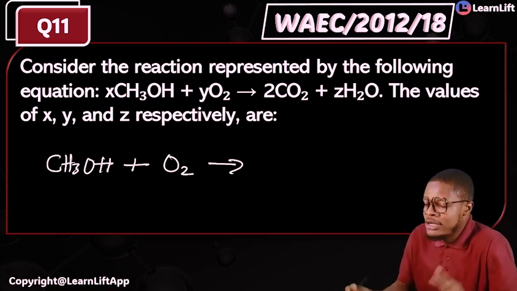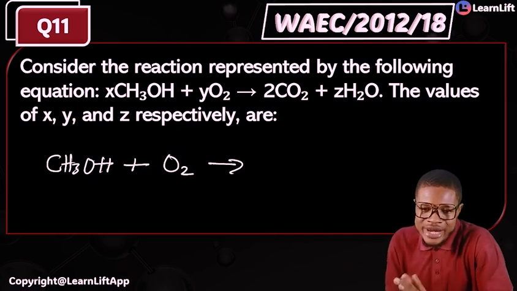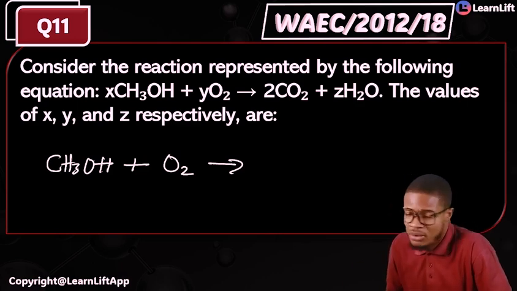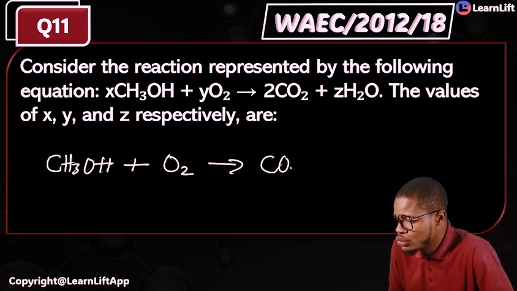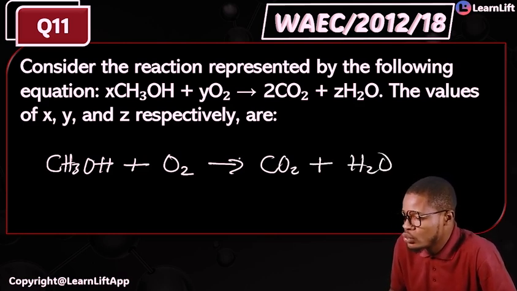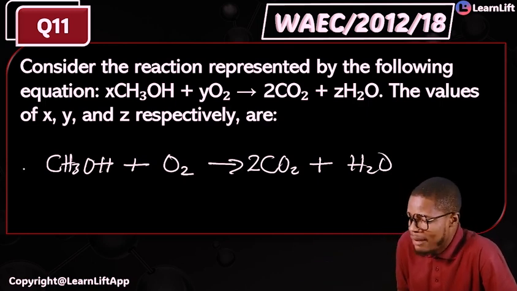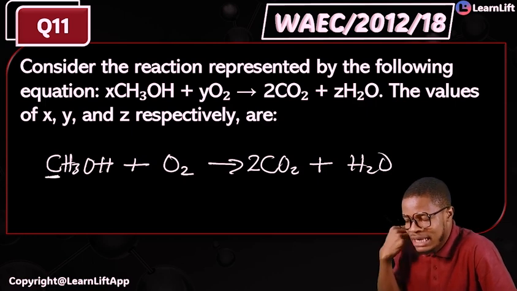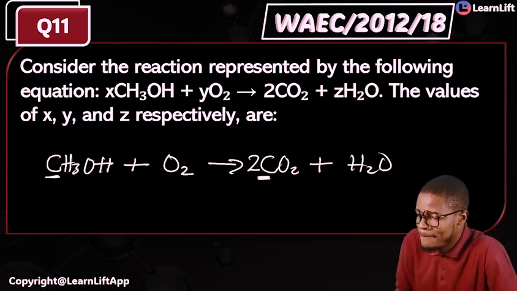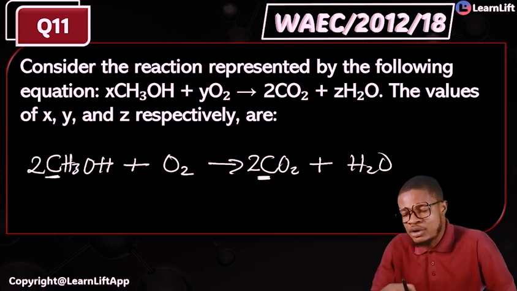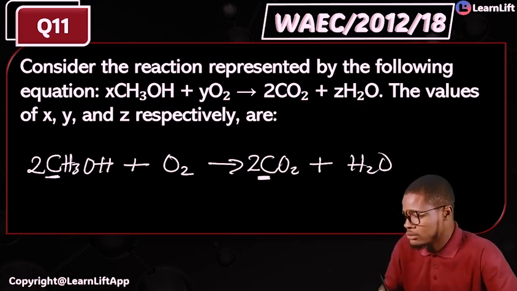Let's go. When your methanol reacts with oxygen, when you are burning methanol, what is it going to give you? Carbon dioxide, CO2, and your water, H2O. But we are given 2 in front of this, and we have to balance this and get X, Y, and Z. How many carbon do we have there? 1. How many carbon do we have there? 2, right? Balance this, put 2 here. So 2 carbon on the reactant, 2 carbon on the product, balanced.